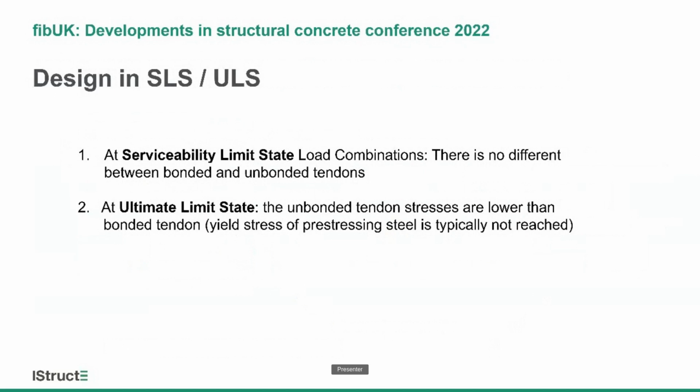What are the major differences in the serviceability and ultimate limit states? For the serviceability limit state, simply speaking, there is no difference. In the ultimate limit state, there is, and the important difference is that we will typically have lower stresses in the external tendons. So typically in an ultimate limit state, we will not reach the yield stress in the prestressing steel.